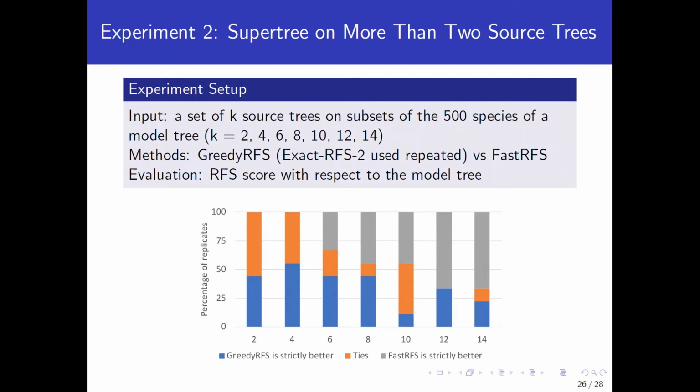And then we repeat this experiment 10 times and compute the percentage of times in which greedy RFS performs better and the percentage where fast RFS performs better. We can see from the graph that when the number of source trees is small, greedy RFS can be strictly better or ties with fast RFS. But as the number of source trees increases, there is an advantage of fast RFS.